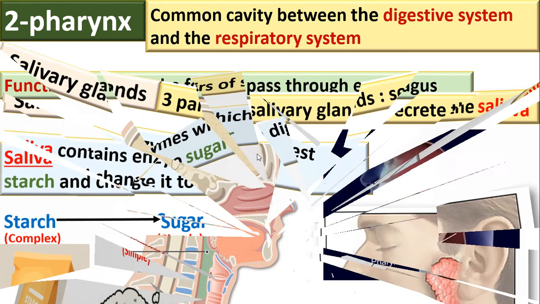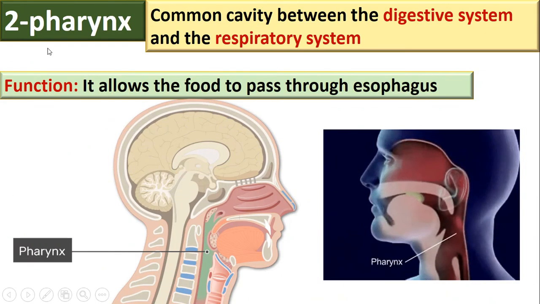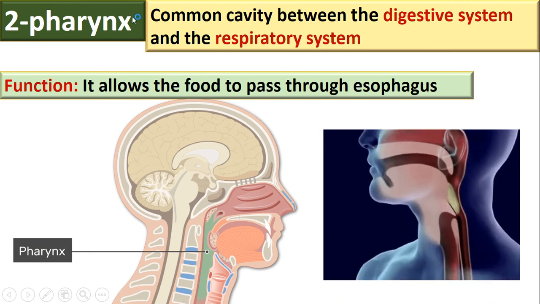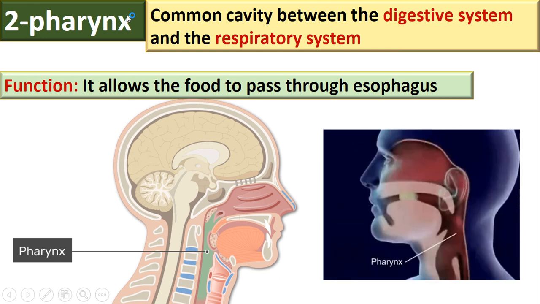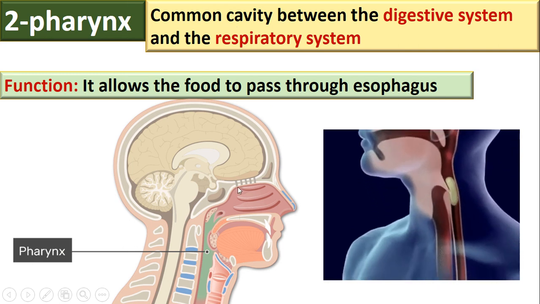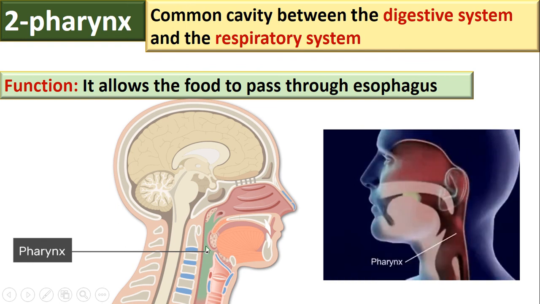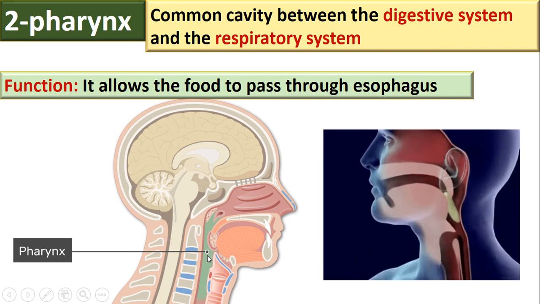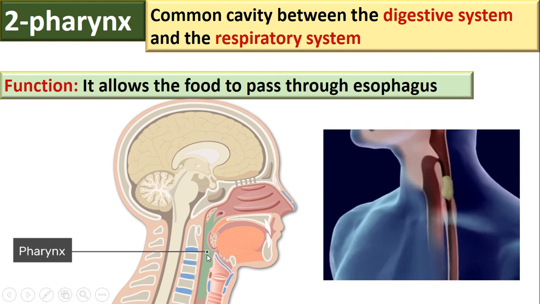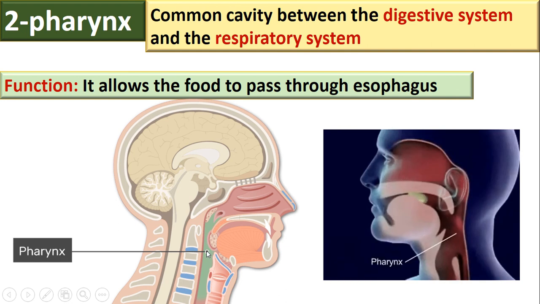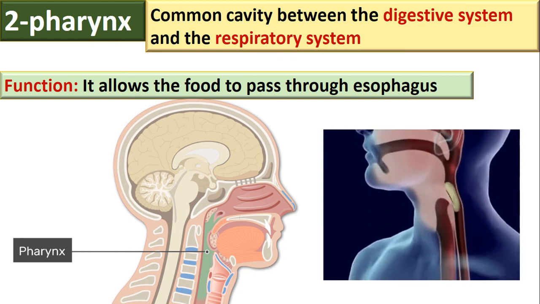Super. And now let's talk about the pharynx, which is the second organ in the digestive system. What is the meaning of pharynx? Pharynx is a common cavity. What's the meaning of cavity? Cavity means hole. Can you see the pharynx in the picture? It is a common hole between the digestive system and the respiratory system. Do you remember the respiratory system? Super. It is responsible for breathing, when we are breathing in oxygen.